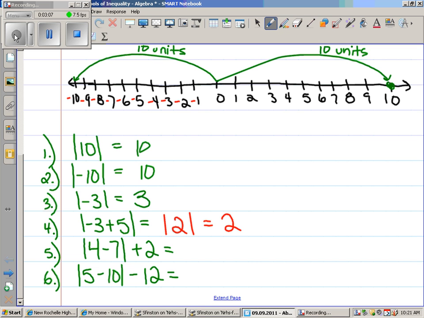So let's do number 5. Same thing, except it's subtraction right in between. What's 4 minus 7? Yeah, negative 3. Thanks, Edgar. So it's going to be the absolute value of negative 3, plus 2. How much is the absolute value of negative 3? 3. So then we get 3 plus 2, and that's 5.